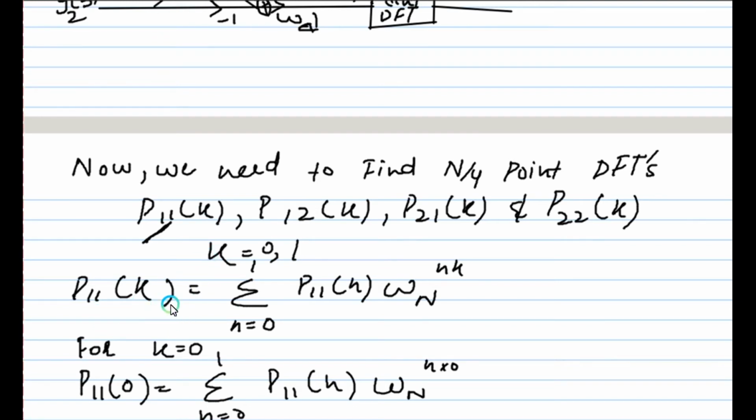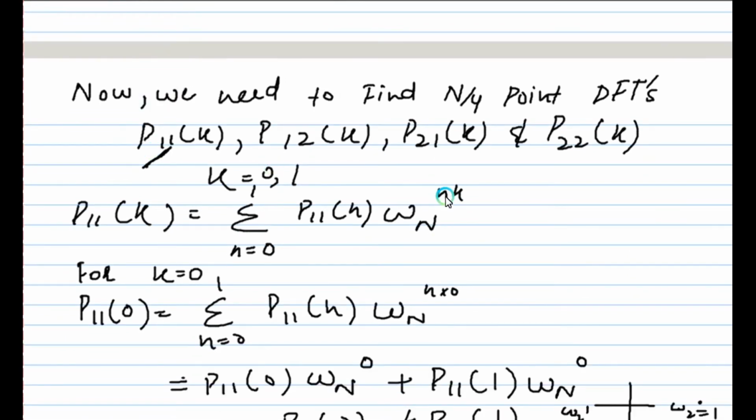So P11 of k will be equivalent to the normal formula for DFT, n running from 0 to N minus 1. The number of samples is 2, minus 1 is 1, so 0 to 1, P11 of n, W_N raised to nk. Fine. So now we have k running from 0 to 1 and n running from 0 to 1. For k equal to 0, I'll substitute 0 here.